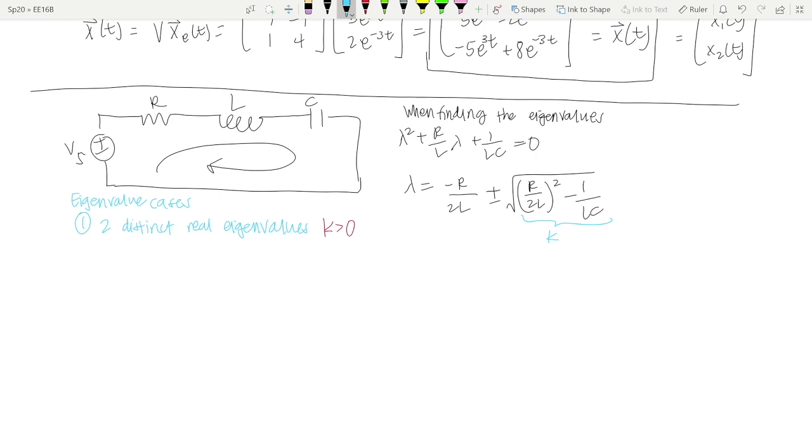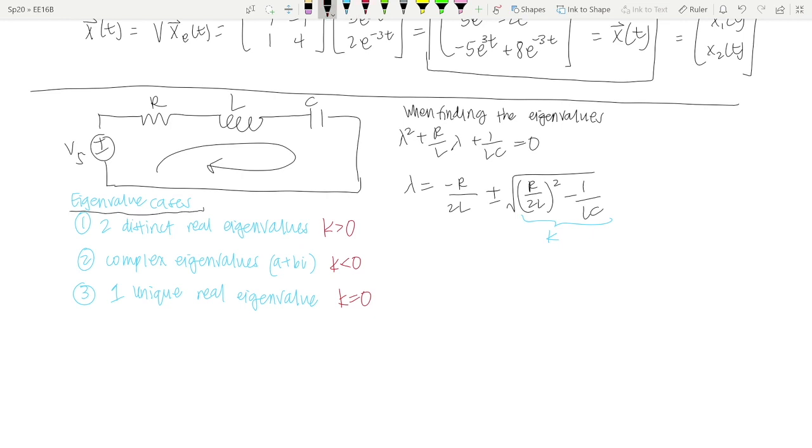While the second case that could happen is that you have complex eigenvalues. So we have a plus bi, for example. And this happens when k is less than 0, because then the square root will give you an imaginary number of some sort. And then the last case is that you only have one unique real eigenvalue. And this happens when k is equal to 0, so then the plus and minus doesn't really matter when you have those.